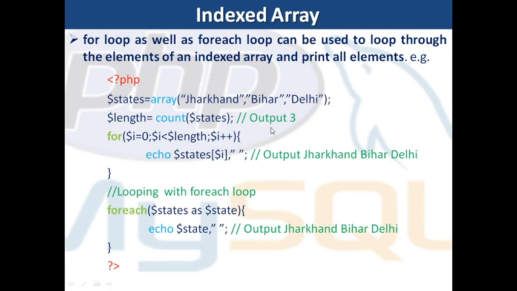the length of the array, or number of elements in the array, and then we can use a for loop starting from the 0th index to the max index, which will be just less than the value of $length, one less than $length, and then we can increment it and echo $states. The other way is using foreach ($states as $state). So we'll check it on the browser.